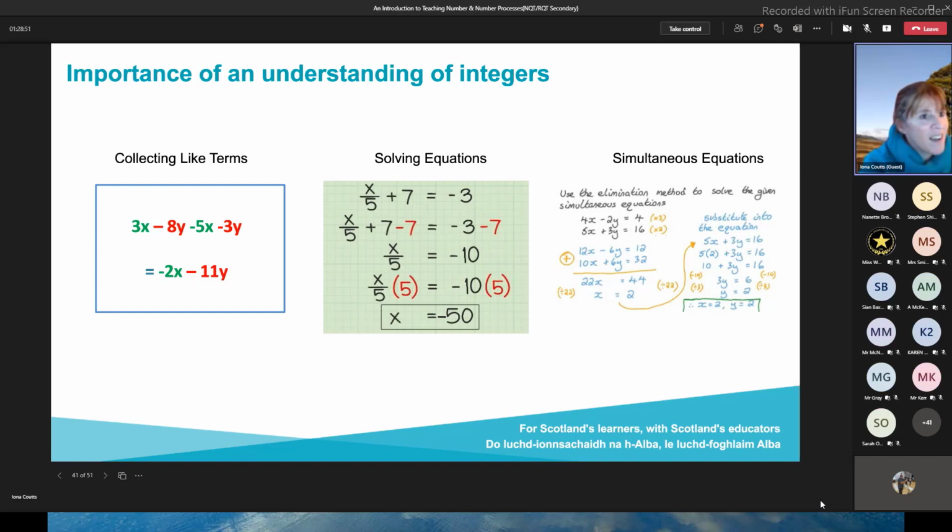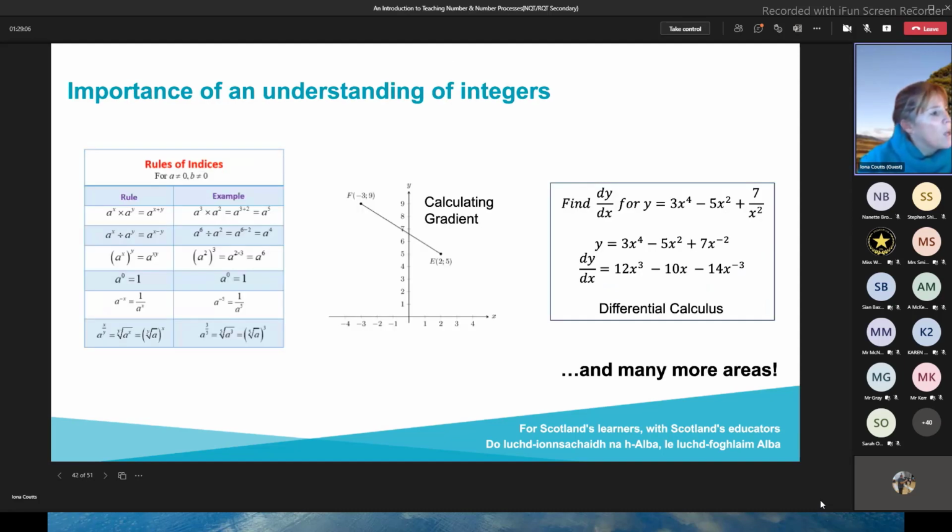Some learners find that really difficult, and I think it's if they don't have that understanding of a zero pair. If they've seen that lots before, they shouldn't view that as anything new and different. It's just an extension of what they know already. So a bit of simultaneous equations. Again, we've got to be able to deal with integer arithmetic when we're dealing with indices as well.